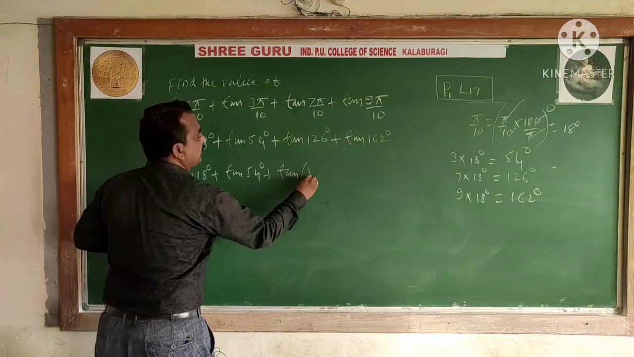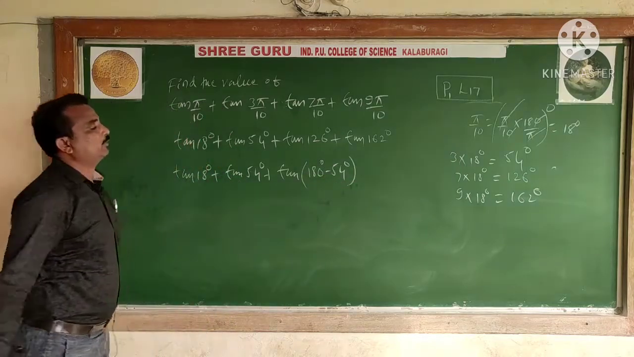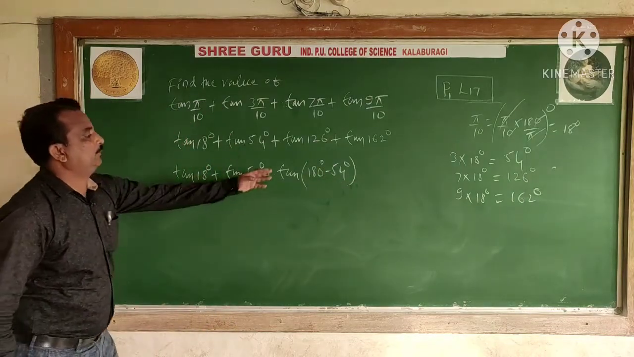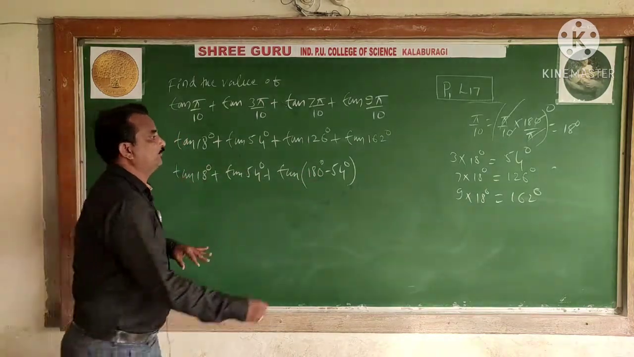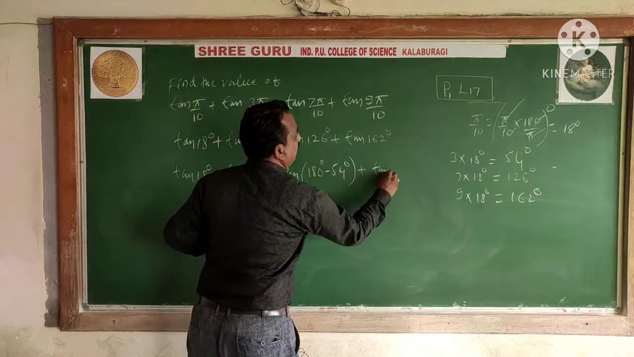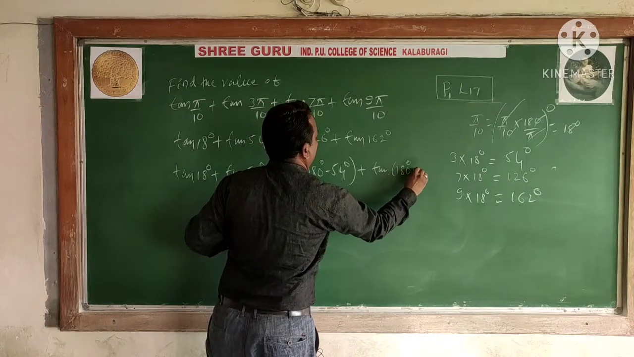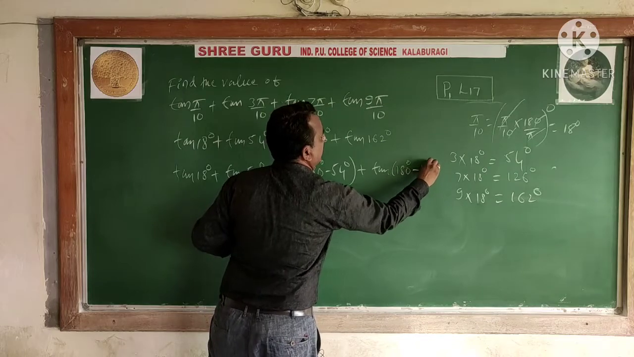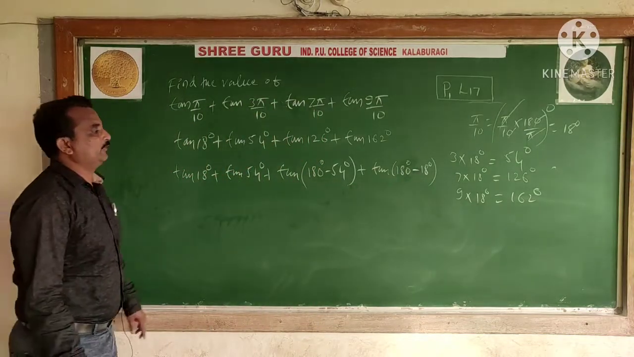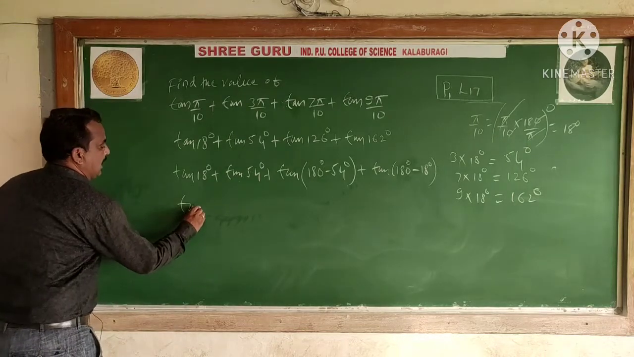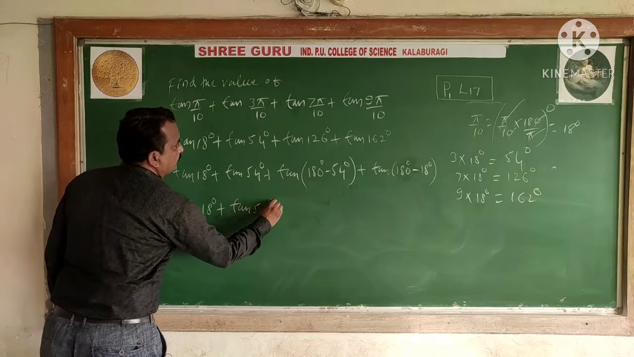Is it possible to write 126 as 180 minus 54? Same, it is 126. Converted in terms of this 54. This 162 can be written as 180 minus 18 degrees. Is it possible to convert it? It's 180 minus 18 degrees. Yes, tan 18 degrees plus tan of 54 degrees.